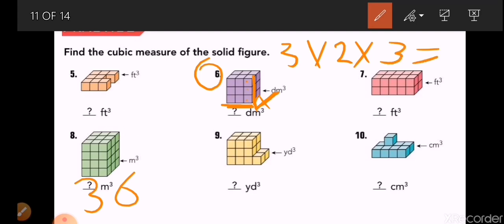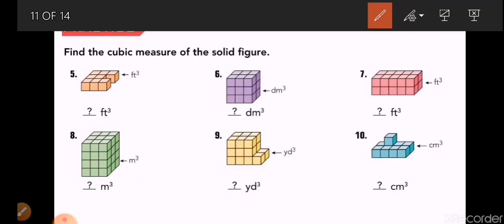Then find the answer. 3 times 2 gave me 6. Then 3 times 6 is 18. So my volume here is 18 decimeters cubed. If you want to be sure by counting, you can count. But I want you to take into consideration that there are some cubes hidden at the bottom. Okay, let's do another one.